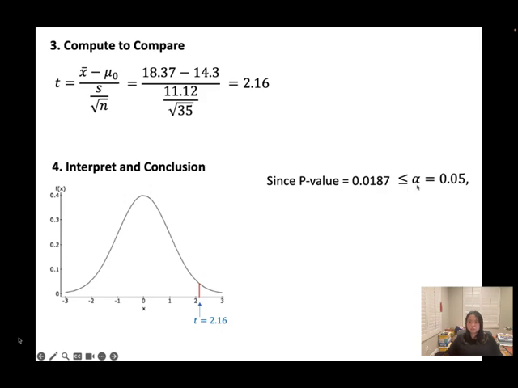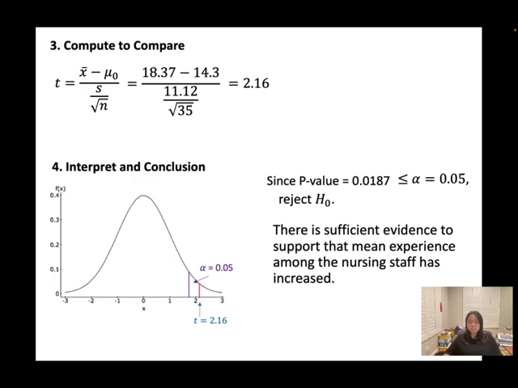So it's going to be less than or equal to. Since the p-value will be the area of the white tail here, and this is going to be less than the significance level. So we believe that the significance level is going to be here. 0.05 is talking about the whole white tail here, and the p-value is talking about here. So the p-value is less than the significance level, so we reject it. And then now we're going to draw the conclusion. There is sufficient evidence to support that the mean experience among the nursing staff has increased.